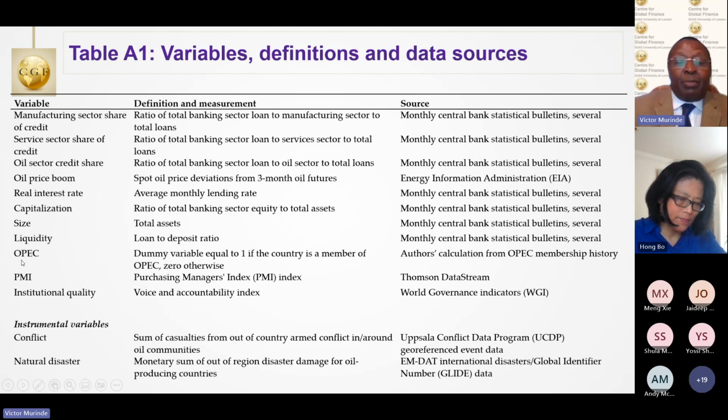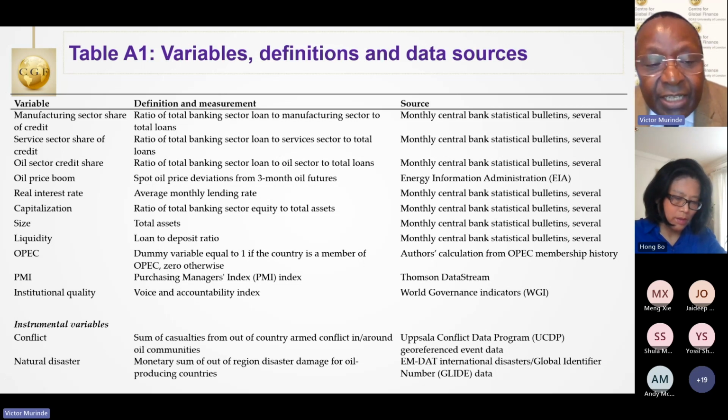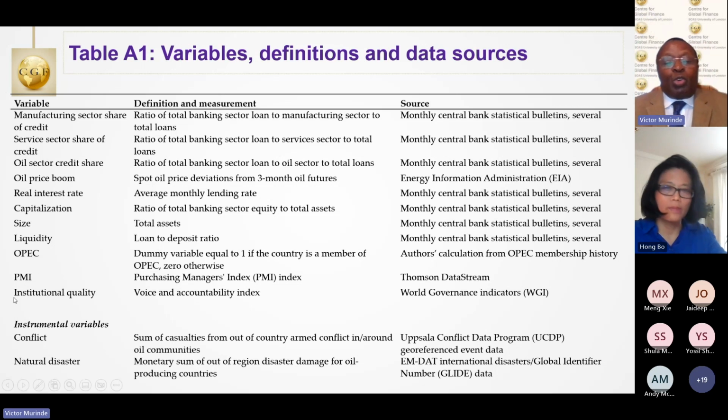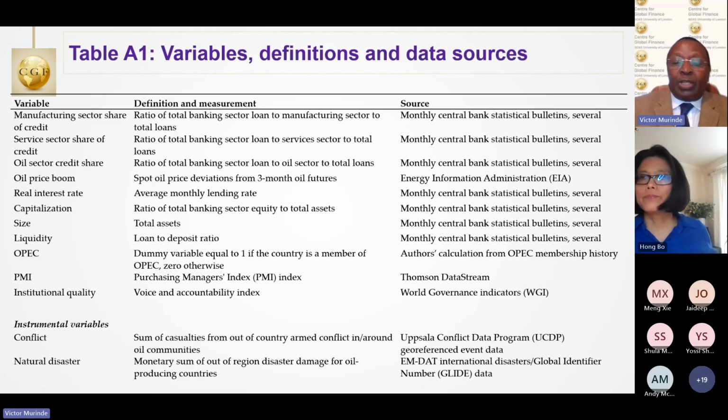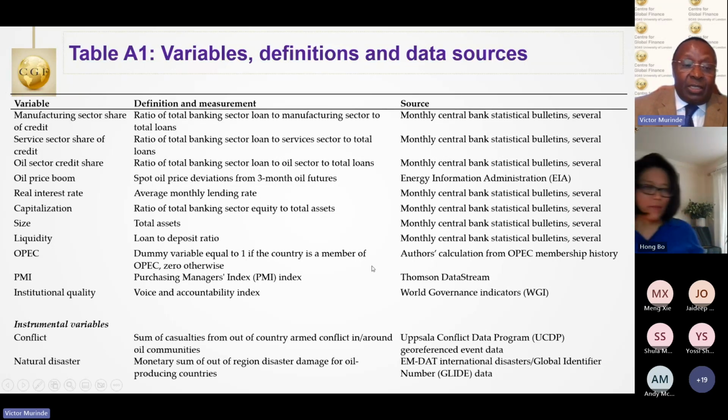We also create some dummies to distinguish OPEC members from non-OPEC members. So we have a dummy variable equal to 1 if the country is a member of OPEC and 0 otherwise. We also reflect the purchasing managers index, the PMI, which is very much used in the literature. And of course, we take into account the institutional quality measure, the voice and accountability index from the World Governance Indicators. And here are the sources, which are kind of standard.